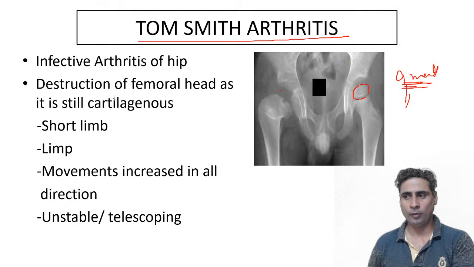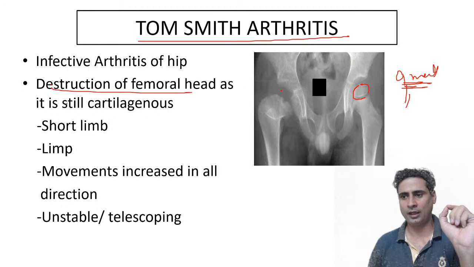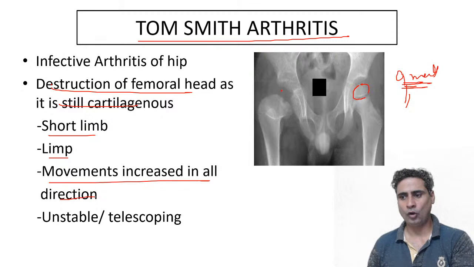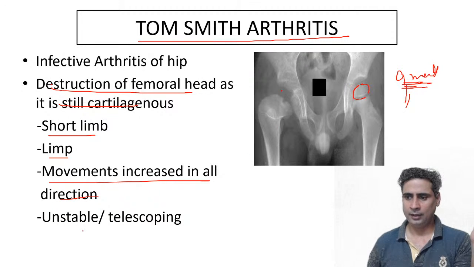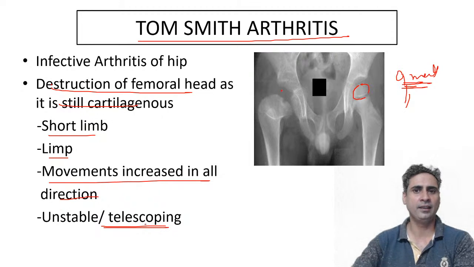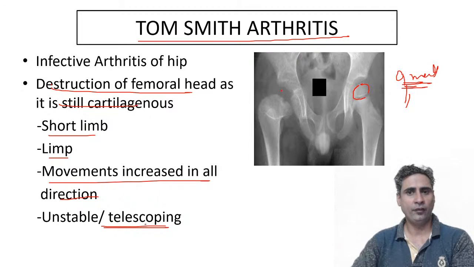So what will happen in Tom Smith arthritis? There will be complete destruction of the femoral head. Acute pyogenic infection of hip joint causing complete destruction of femoral head. The child will be presenting with short limb, and there will be increased movement in all directions because there is destruction of head and there is severe instability. For the same reason, there will be positive telescopy. So this is a specific type of septic arthritis affecting hip joint in infancy.